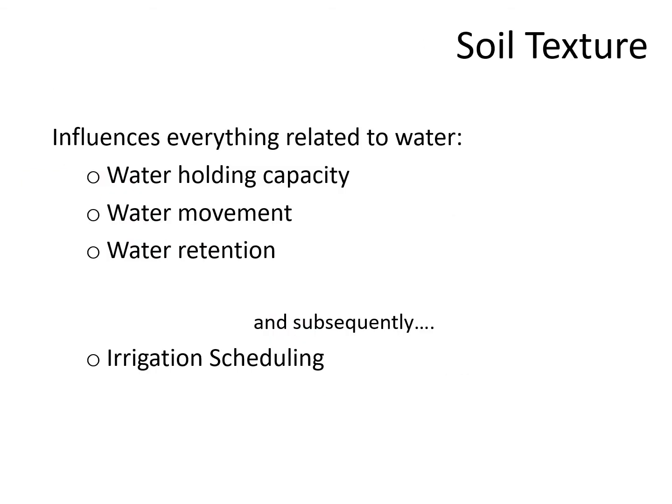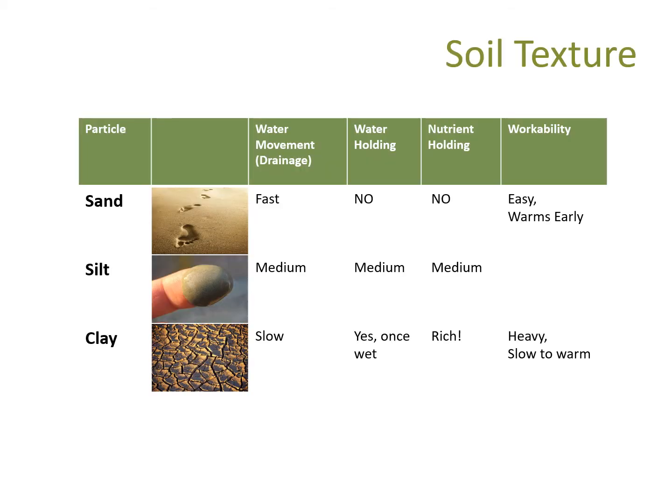So soil influences everything related to water. That is our holding capacity, water movement, and water retention, and that all factors into our irrigation scheduling. So sandy soils are fast draining. They don't hold water up where the plants need it very well. They don't hold nutrients up where the plants need it well, and it is a very workable soil.